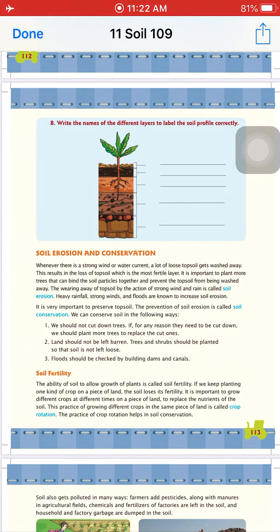Second is, land should not be left barren. Trees and shrubs should be planted so that soil is not left loose. Means you should not leave the land without any trees.